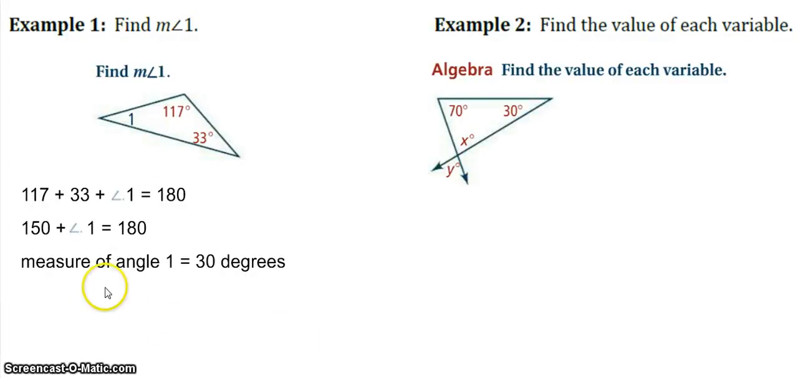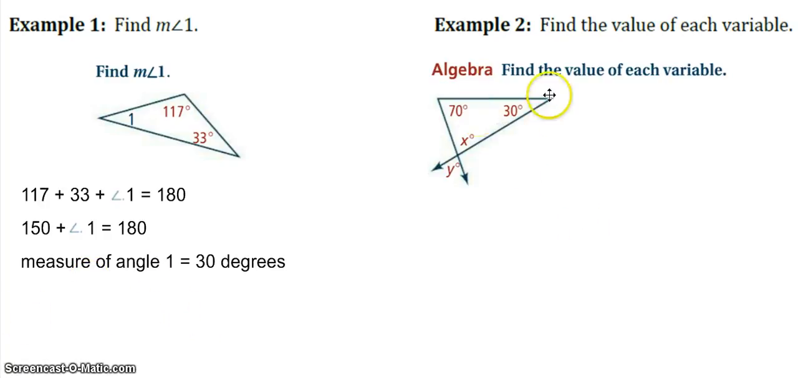So then by applying that theorem, we can set up that my two angles that I am given and my third angle will then equal 180 degrees. So then I add up my like terms and still have angle 1. I can subtract from both sides and then I find that the measure of angle 1 is 30 degrees.